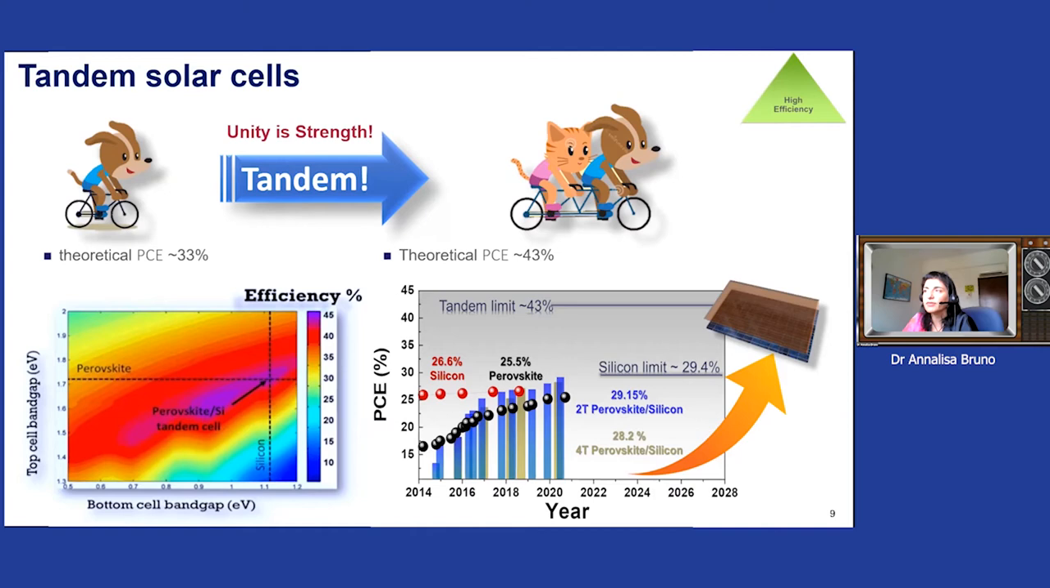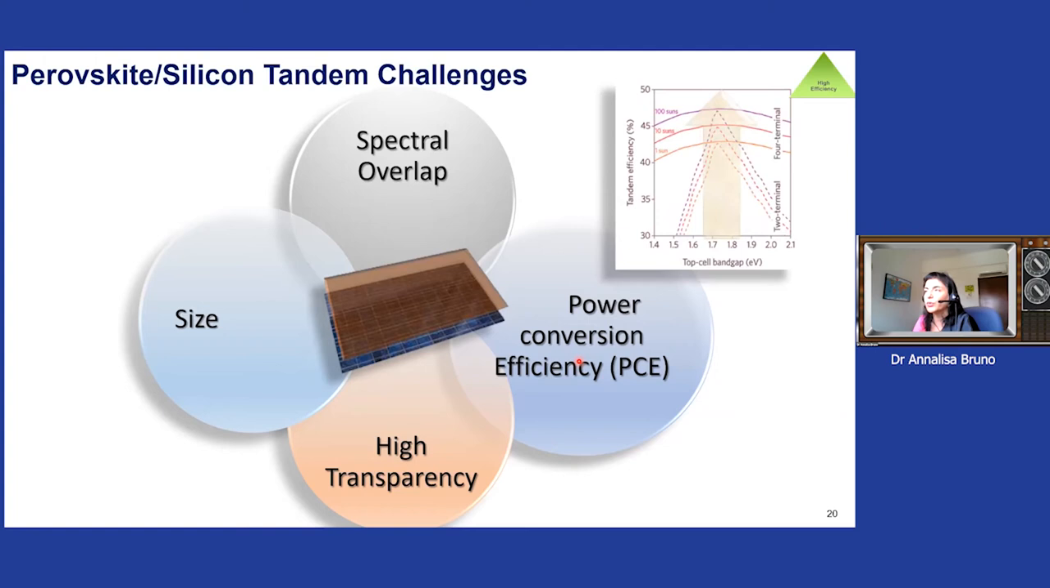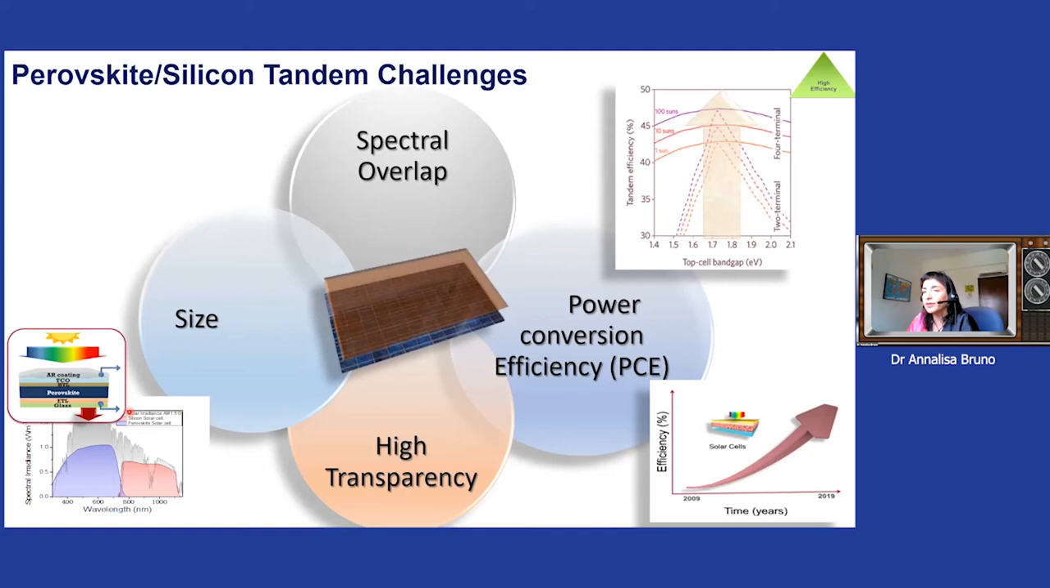So, of course, this is very beautiful, but we have critical challenges to face in order to make these cells efficient. First of all, as I mentioned before, what I call the spectral overlap. We need to properly tune the band gap of the perovskite to make sure that we get in that region that gives us the maximum efficiency. So even while tuning the color of the perovskite, we need to be sure that the efficiency is always high. And at the same time, our top perovskite solar cell needs to be also highly transparent, because part of the radiation, the red radiation, needs to go to the silicon side to be absorbed.